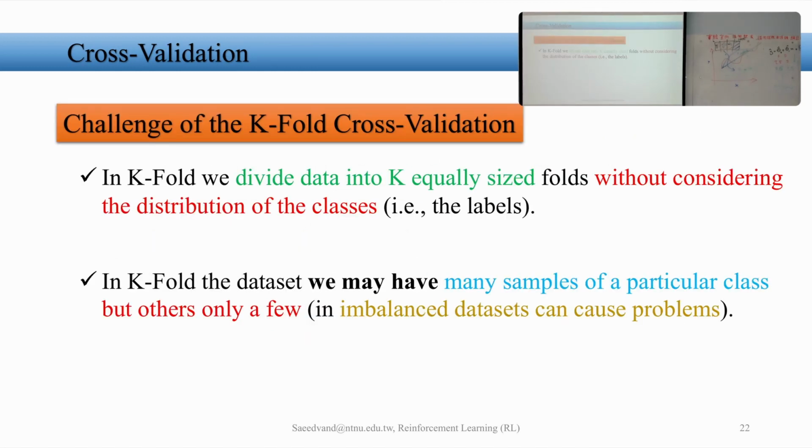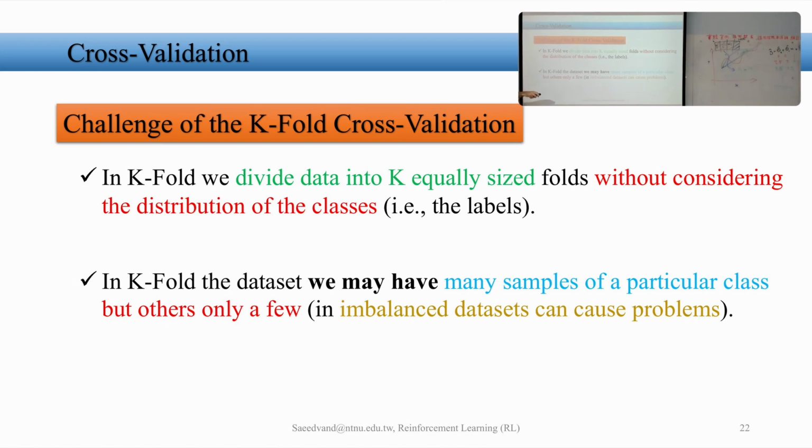So if we continue with the challenges of k-fold cross-validation, we say in k-fold, we divide the data into k equally sized folds without considering the distribution of the classes. Sometimes your data set has some distribution of classes, different classes of data. Your data set is something specific. It's not that easy, like we are just putting some points and plotting over here. So that's one challenge that we might have in cross-validation if you have a specific data set.